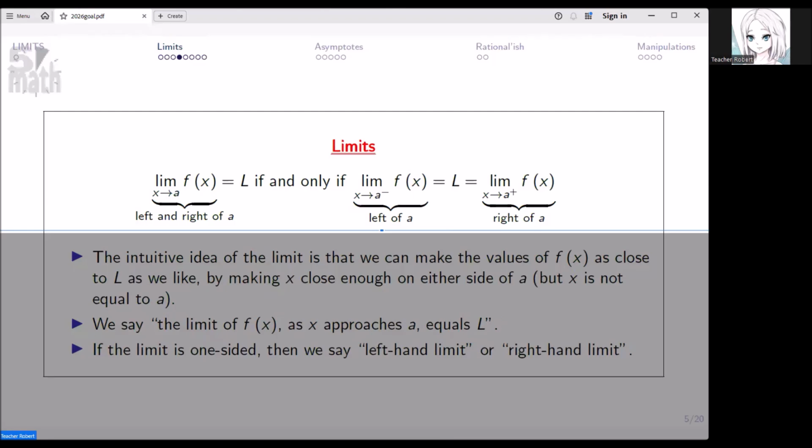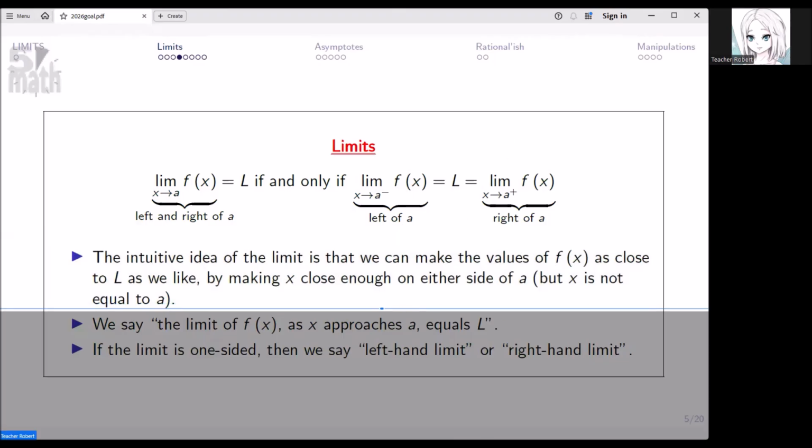Limits. Limit as x approaches a of f of x equals L if and only if the limit as x approaches a from the minus of f of x equals L, which equals the limit as x approaches a from the positive of f of x. The intuitive idea of the limit is that we can make the values of f of x as close to L as we like by making x close enough on either side of a, but x is not equal to a.